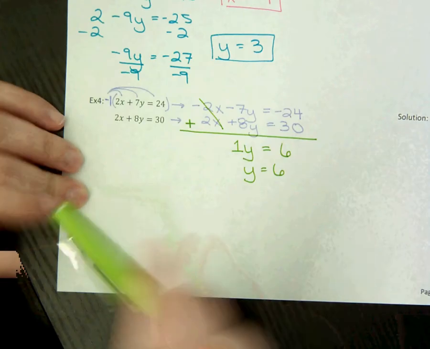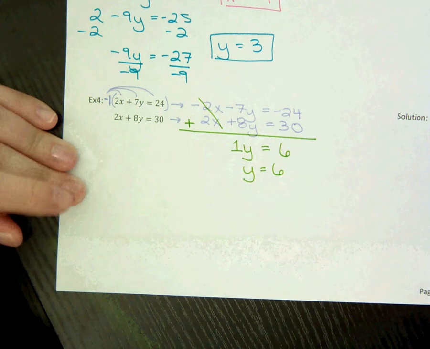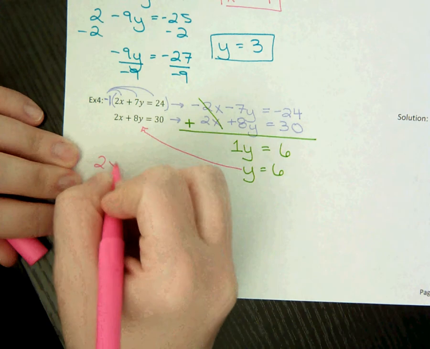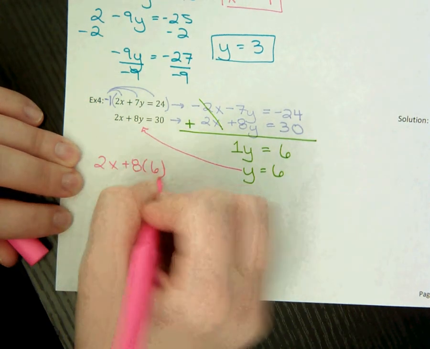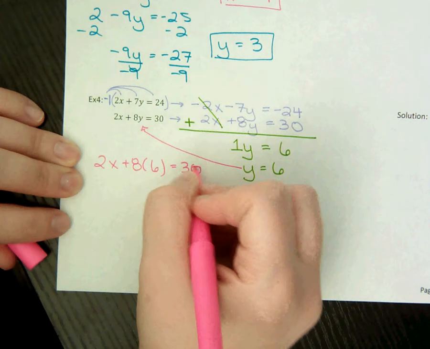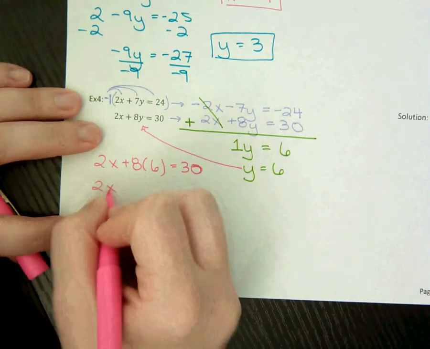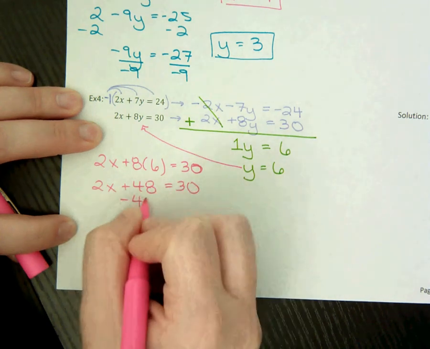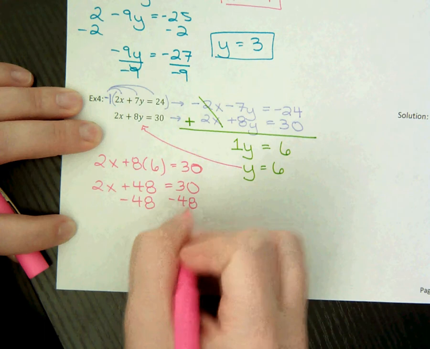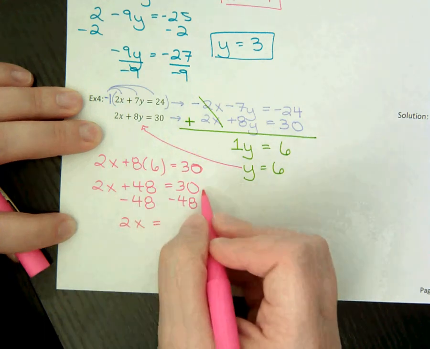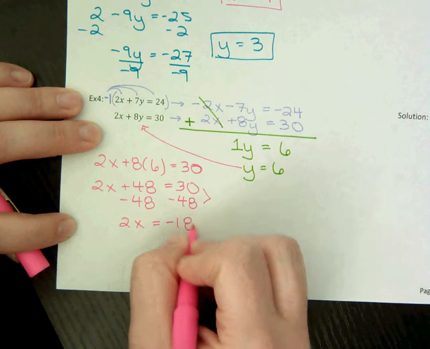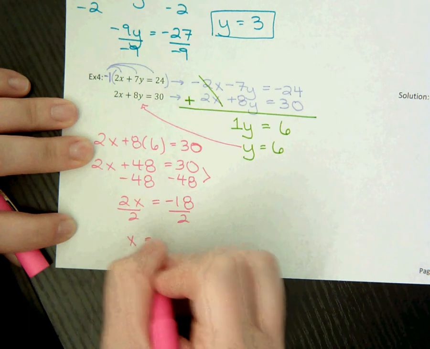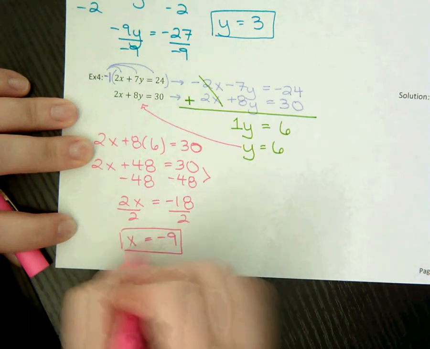Then we're going to plug that into either one of the original equations. I like even numbers, so I'm going to plug this into the second equation. 2x plus 8 times 6 equals 30. So that's 2x plus 48 equals 30. I'm going to move the 48. So 2x equals positive 30 minus 48 is negative 18. And divide by 2. And there's my second answer.